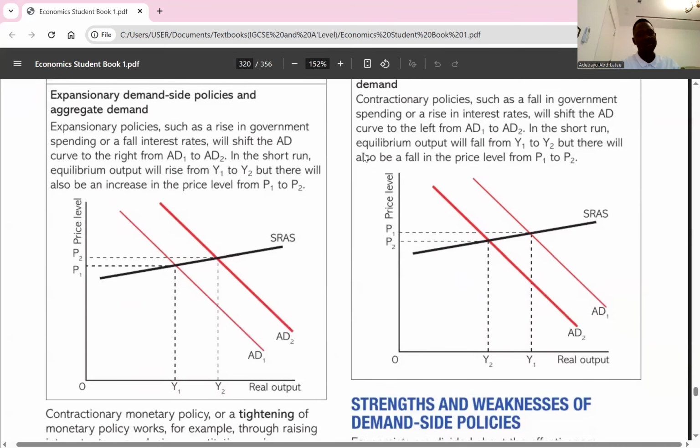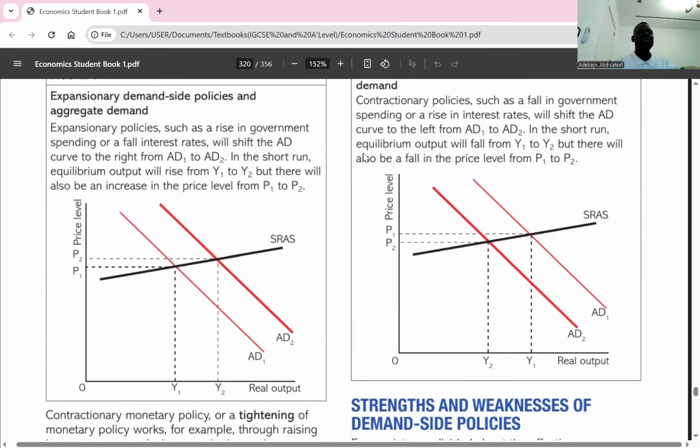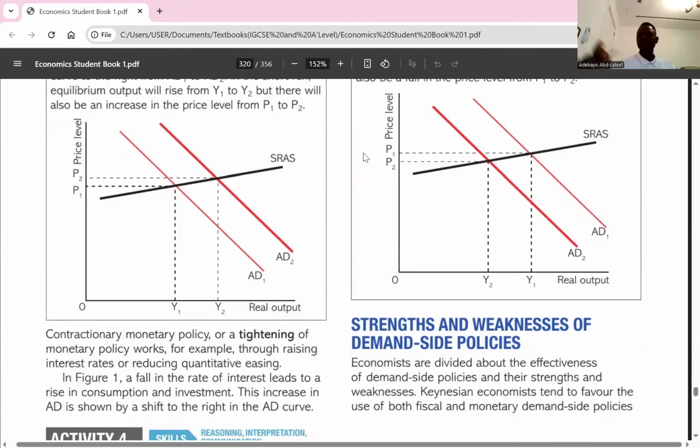So look at figure 1 here. Figure 1 is a typical expansionary demand-side policy, either monetary or fiscal. Expansionary fiscal policy will increase aggregate demand. Expansionary monetary policy will increase aggregate demand. So this is how it increases it. You shift the aggregate demand curve rightward from AD1 to AD2, and the short-run equilibrium real output will increase from Y1 to Y2, and it is expected for the price to also rise from P1 to P2. Do you understand expansionary here? Yes, sir.